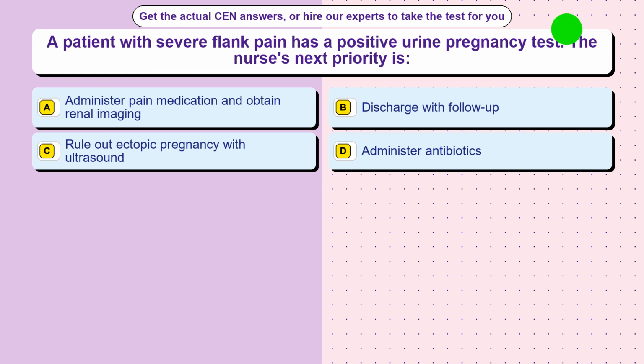Question 30. A patient with severe flank pain has a positive urine pregnancy test. The nurse's next priority is: Option A, administer pain medication and obtain renal imaging. Option B, discharge with follow-up. Option C, rule out ectopic pregnancy with ultrasound. Option D, administer antibiotics.